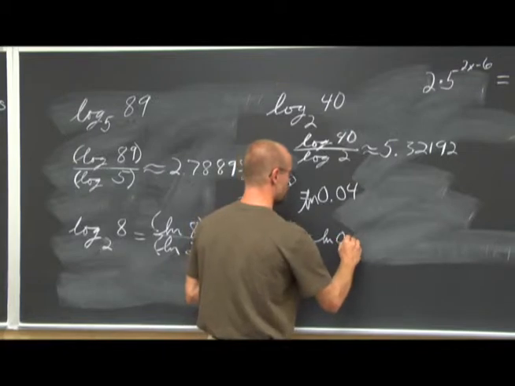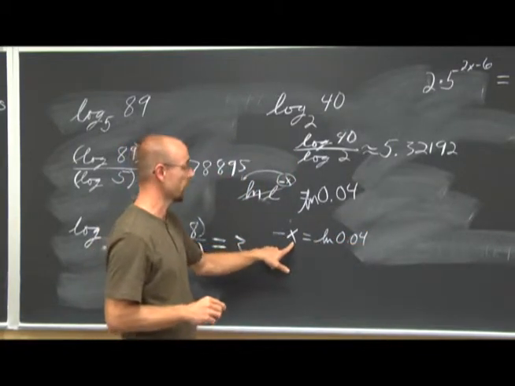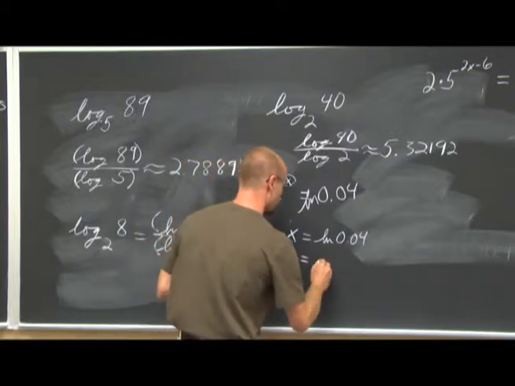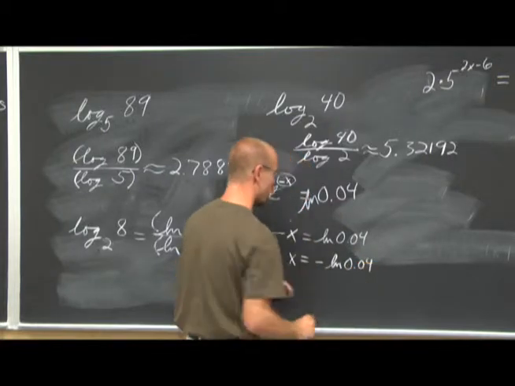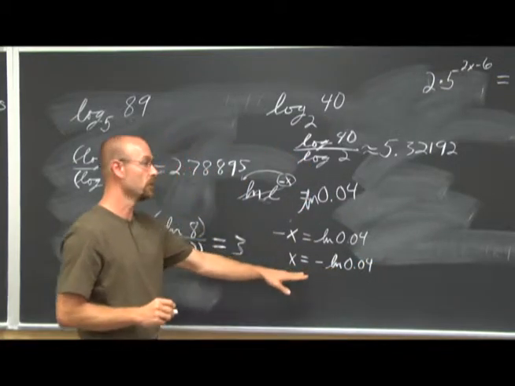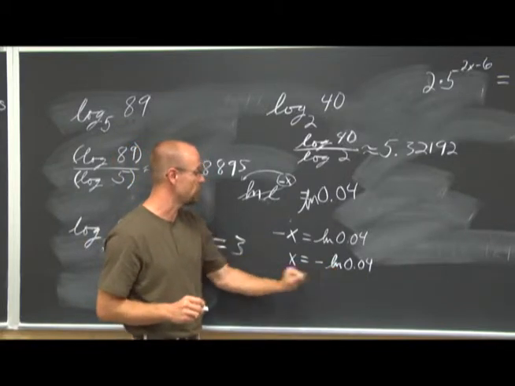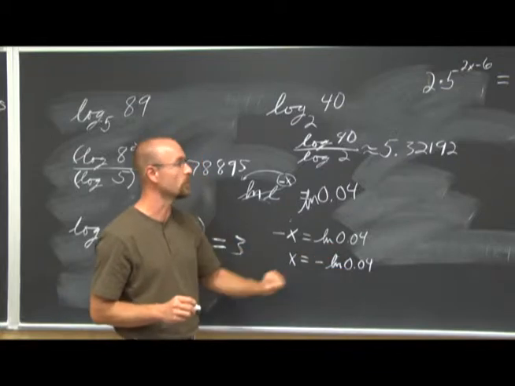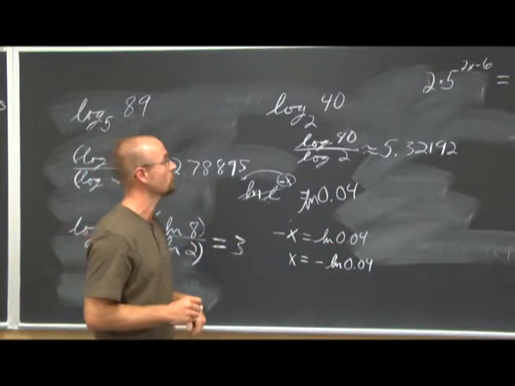Equals ln of 0.04. And now I can say, okay, well, in order to get x by itself, I just have to change the signs. So I get x equals negative ln of 0.04. And this is a value that I can plug into my calculator. But we'll leave it in exact form for now. X equals negative ln of 0.04, something that we could find a value for because our calculators do natural logs.